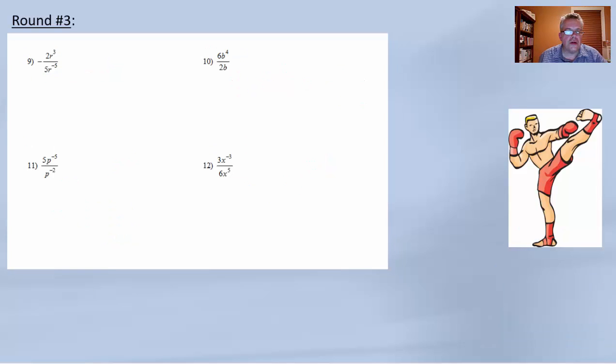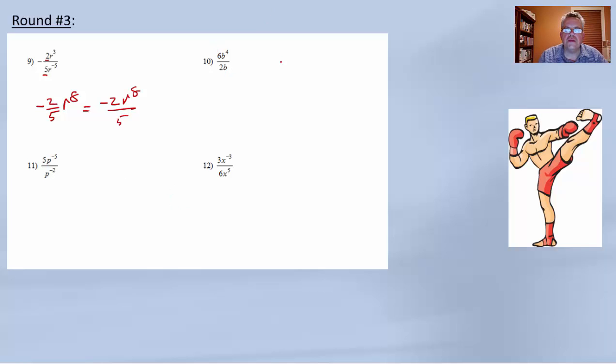All right, round 3. Okay, now we're starting to get into division problems. And the way we did this in class is we tried to simplify the fraction, the coefficients. So you can use an ABC key to try to reduce it, but negative 2/5 doesn't reduce. So I'm going to write this as negative 2/5. Then, when we're dividing, we subtract the exponents. R to the 3rd minus R to the negative 5th is R to the 8th. If we really want, we can put that in the numerator like this. It kind of looks like what we started with.